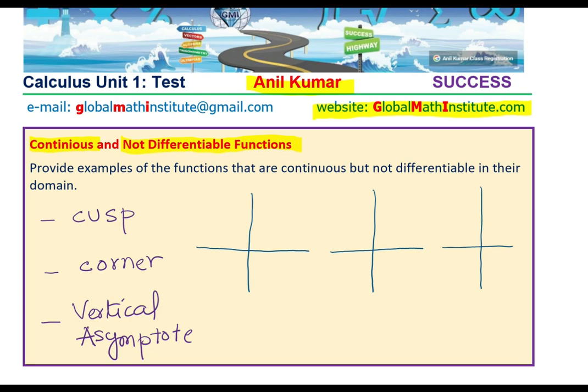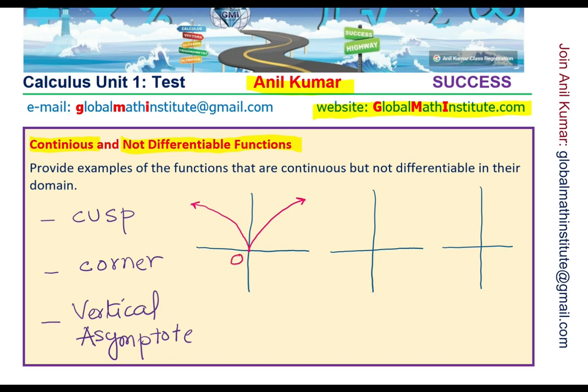Cusp. A cusp is a graph which looks kind of like this. As you can see, it is a continuous function. However, at the origin O, if you want to find the derivative of this function, it is infinitely large. It is not a real number. So, for example, the function could be y equals x to the power of, let's say, 2 over 3.